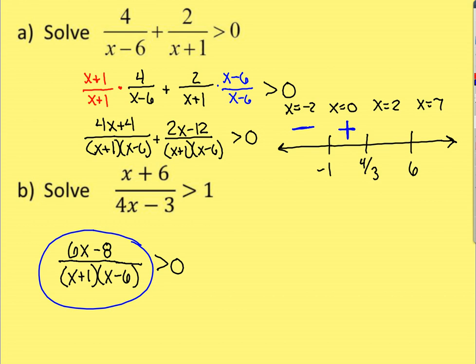So this is positive in this interval. If we plug in the value of f of 2, or where x value is 2, we're going to get a negative 1/3. And if you plug in a value of 7 for your x, your y value will be a positive 4.2. So they will be positive values here.